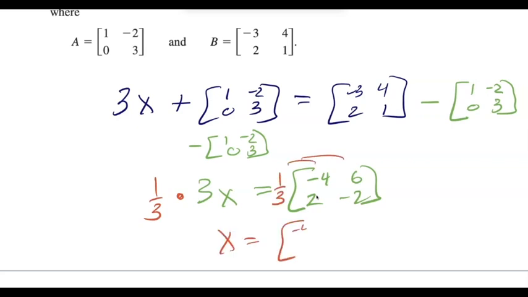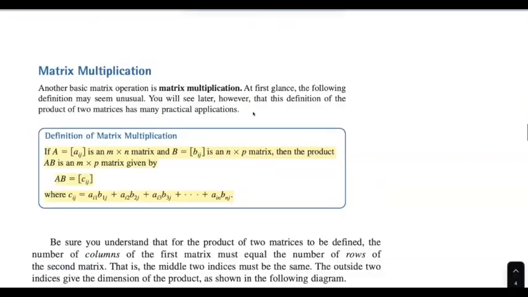You're going to get -4/3, 2, 2/3, and -2/3. And that'll be our solution. It's like solving like normal, just using matrices. Let's talk about matrix multiplication.